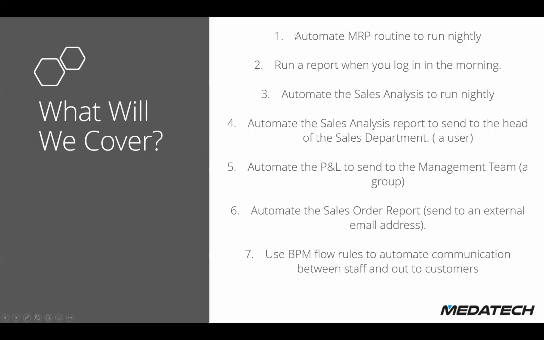The first thing I'm going to do is automate the MRP schedule to run nightly at 3 a.m. with a predetermined set of parameters. It will create work orders, and then we're going to run the ATP report. We're going to set the ATP report to run every time we log into the system in the morning.